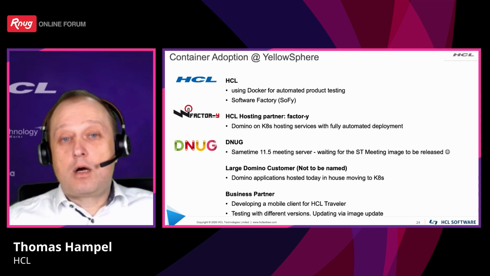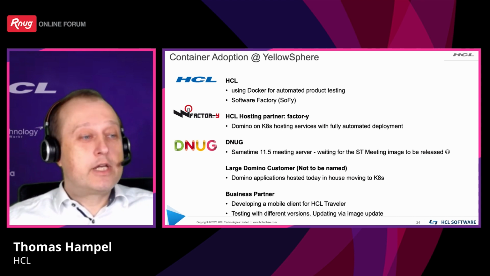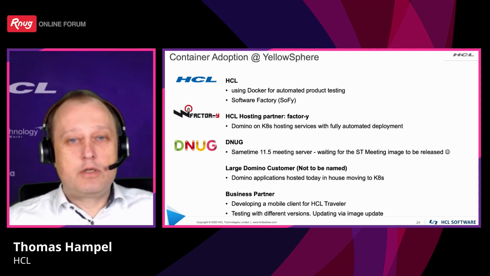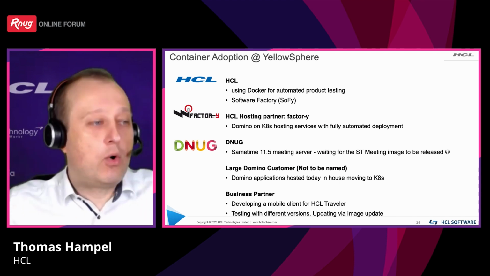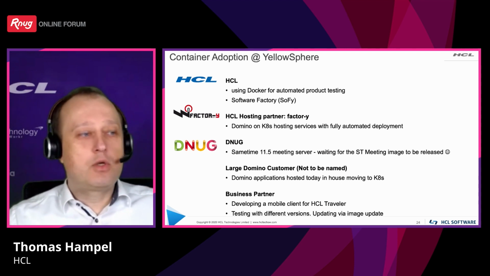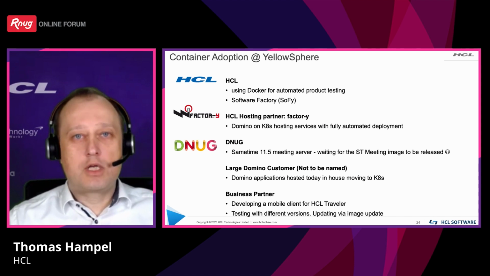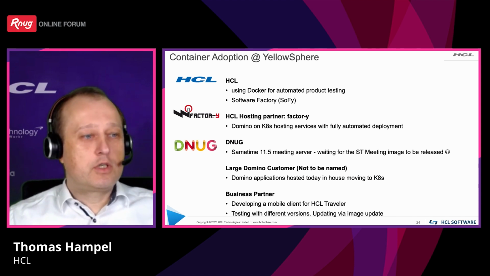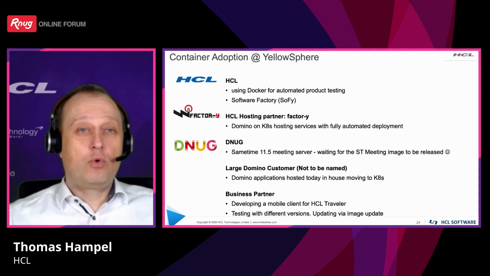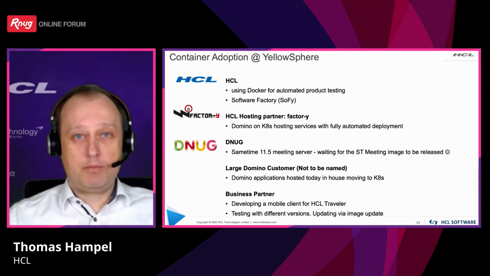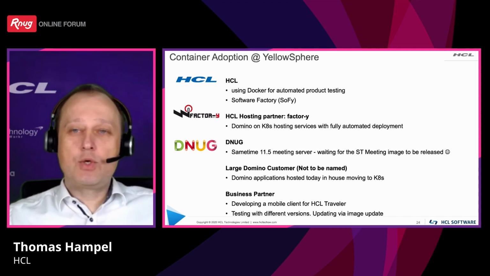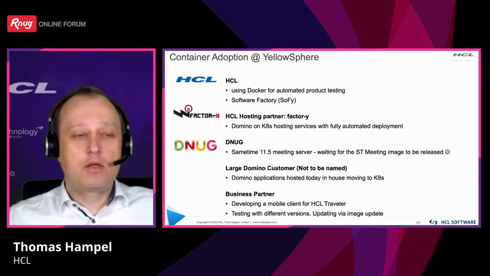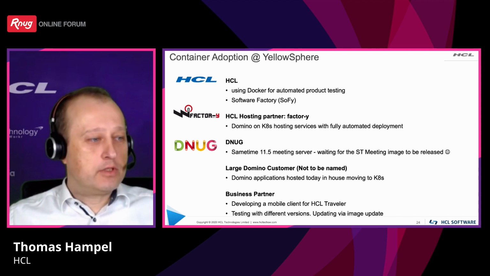Our business partners are using containers to a great extent. To be named here in particular is Factor Y in Italy. They have fully automated the Domino server deployment on Kubernetes and are offering cloud hosting services for customers who want to leverage Domino. Of course, for a business partner, the benefit is that because it is highly automated, they can quickly onboard new customers. They can quickly upgrade the environment.